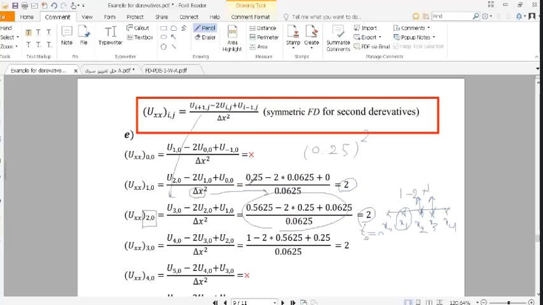For all of these points, please compute uxx by this formula using symmetric finite difference and send me your solution.